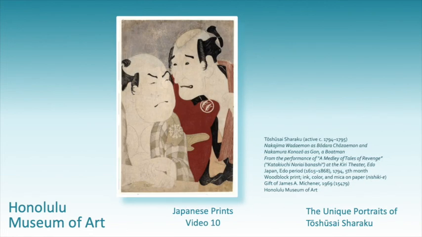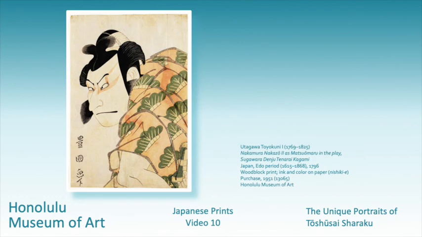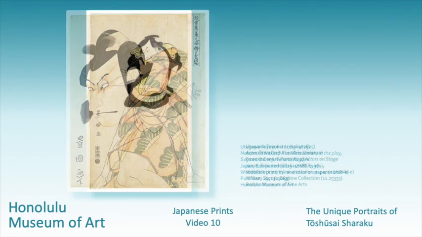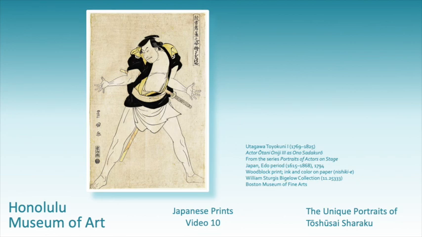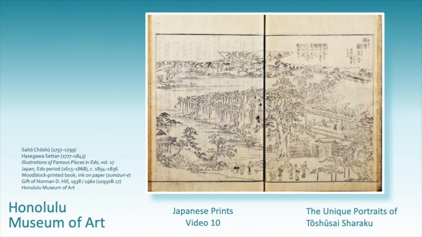Though Sharaku's career was short-lived, his early portraits inspired several generations of printmakers, particularly Utagawa Toyokuni I, who, as founder of the Utagawa school, furthered the development of kabuki prints through the first half of the 19th century. At the same time as Toyokuni and his students were active, other artists explored the newly emerging genre of landscape prints, which we will discuss in our next video.